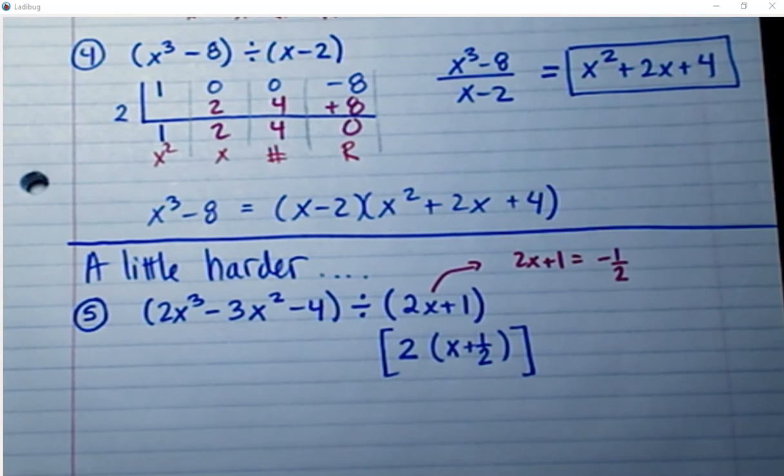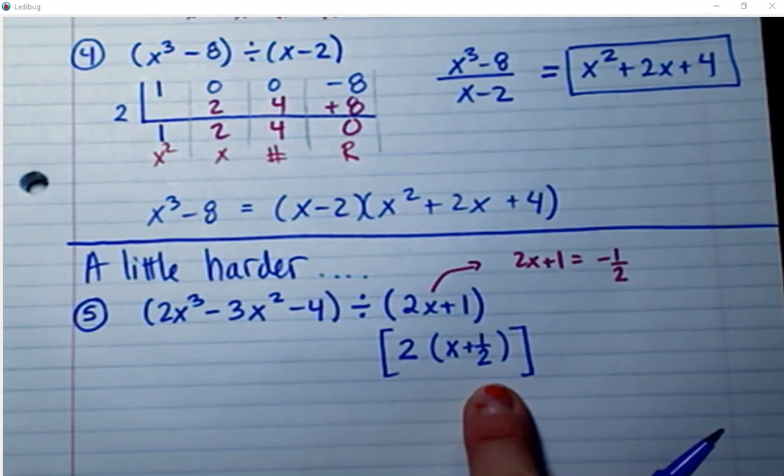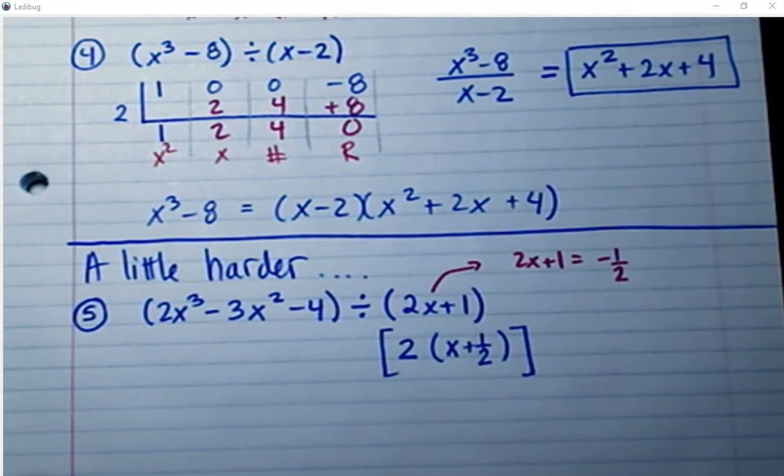And so this is actually 2 steps. One of them is like normal synthetic division, just happens to have a fraction. And then you divide by 2. It's just 2 steps. That's it.